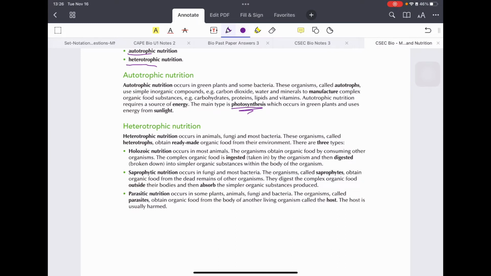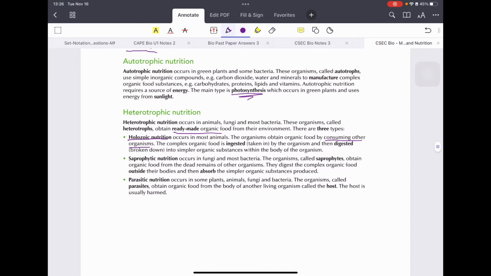So they obtain ready-made food from the plants or from other animals if you are a big predator, okay? So these are three types of nutrition here, right? So the holozoic nutrition, very big, very fancy word. This is the most popular type of nutrition that occurs in animals, right? So the animals consume other organisms. Very simple. We eat and we get food from that. And that's holozoic nutrition. Okay?